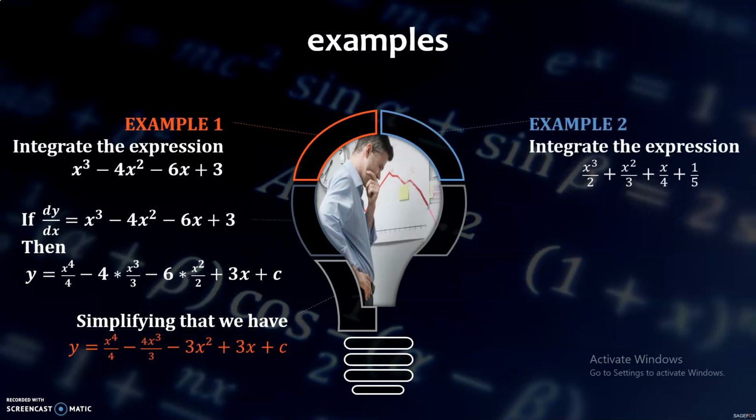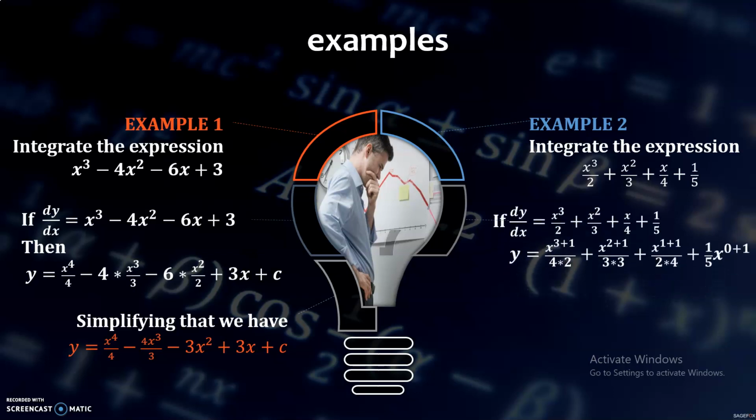Example 2 says integrate the expression x cubed over 2 plus x squared over 3 plus x over 4 plus 1 over 5. So this involves fractions. It doesn't change anything. The rule still applies. So dy/dx is the equation as given. So we simply apply the integration rule for each of the terms.